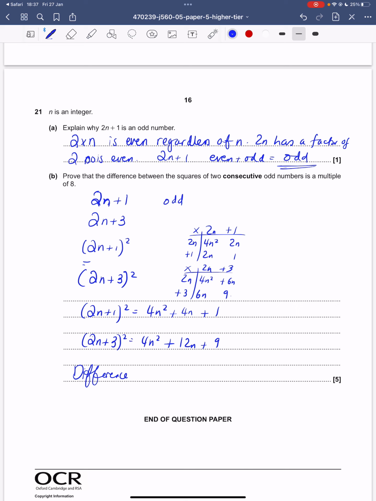And so the difference is, do the second one, take away the first one. So the n squareds cancel out. It's 12n minus 4n plus 9 minus 1. So it's 8n plus 8, which is 8 times n plus 1. And this has a factor 8, hence is a multiple of 8.